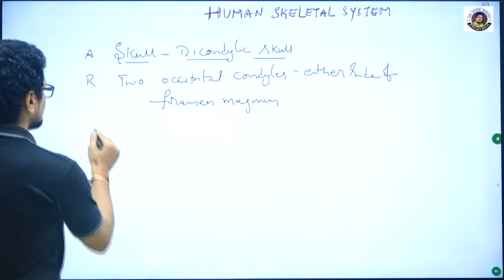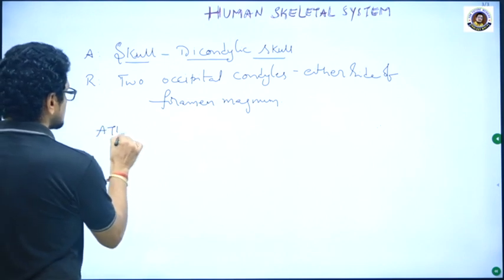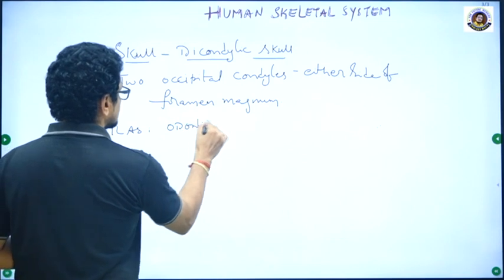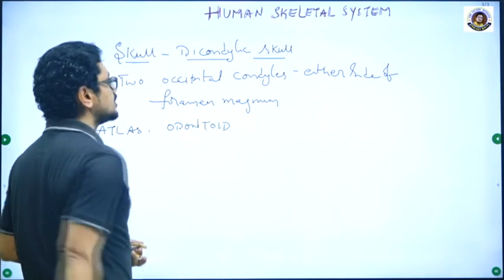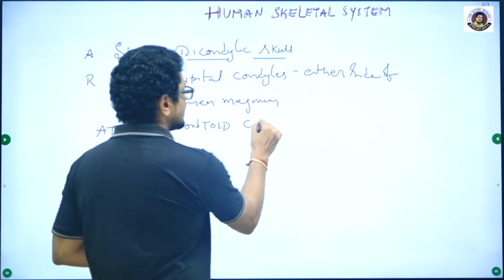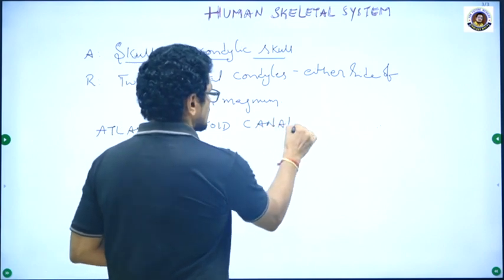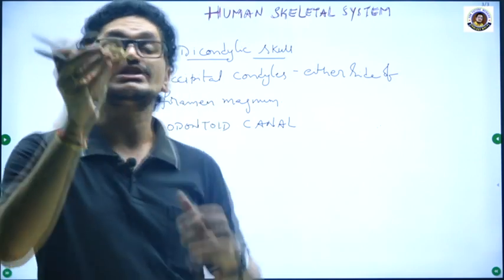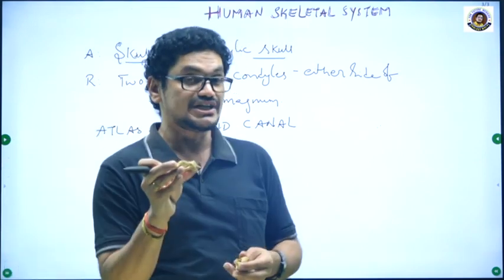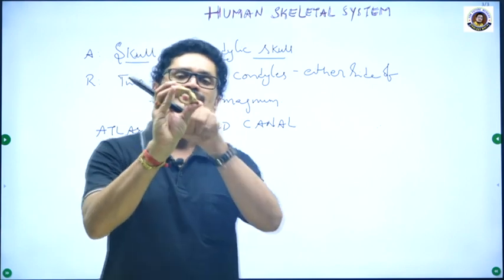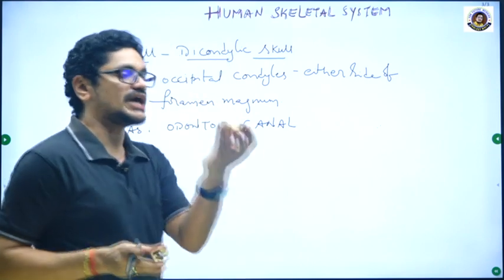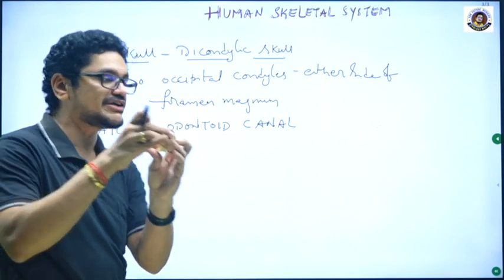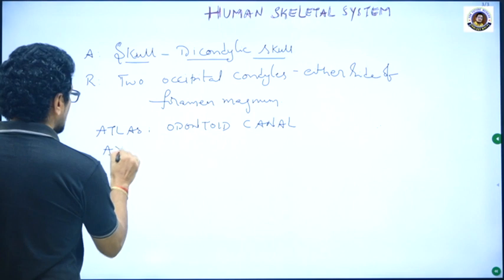I will write here, atlas is having a odontoid, O-D-O-N-T-O-I-D, odontoid canal. What for that odontoid canal? This is odontoid canal. See, this is original human vertebra, my dear friends. This is original human vertebra. And this is odontoid canal. It articulates with the odontoid process. Odontoid process will be there for the second vertebra called axis.